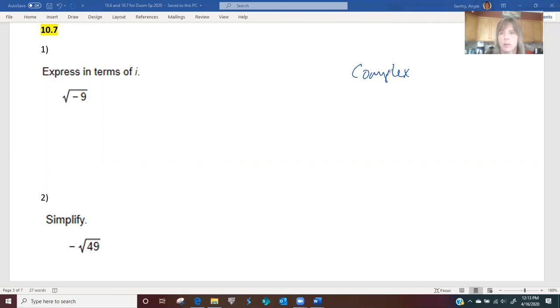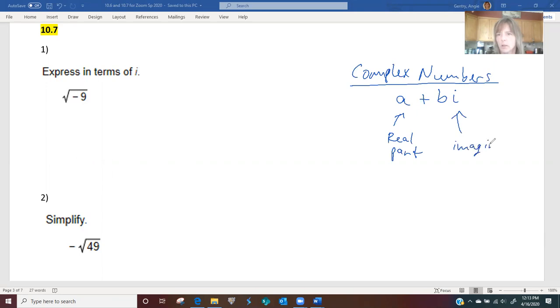Complex numbers. And they are A plus BI. This is the real part. And then we have the imaginary part. So in the beginning, we're just going to deal with imaginary parts actually.